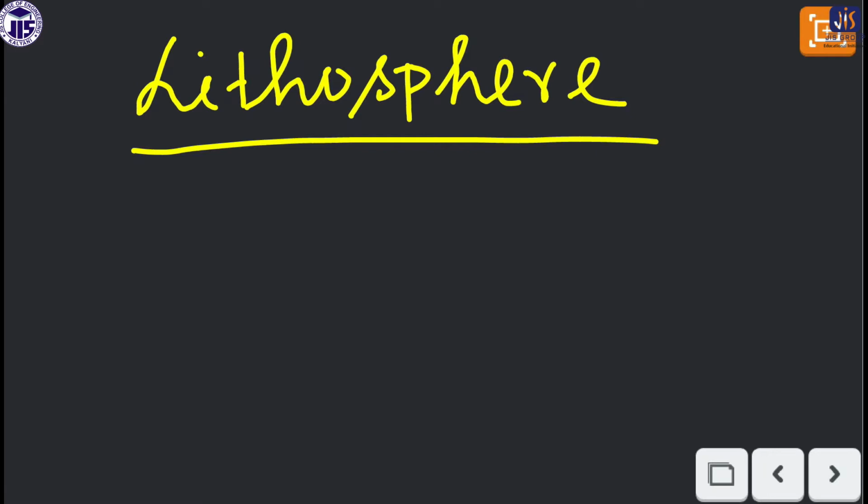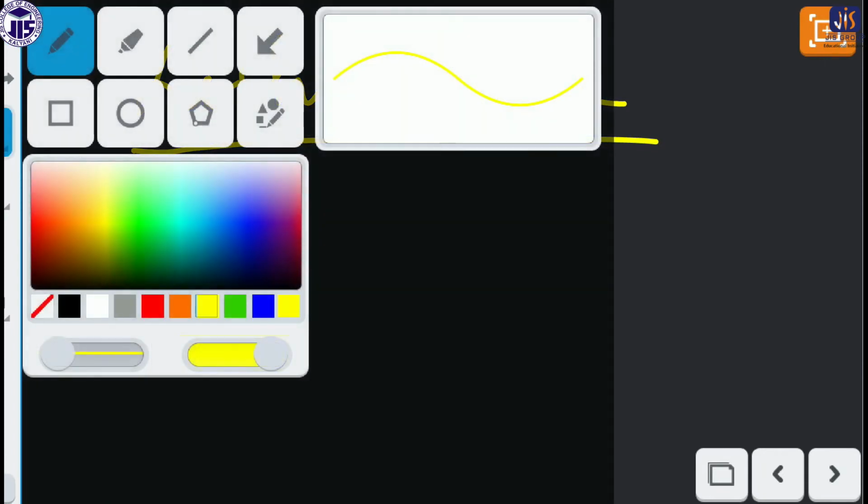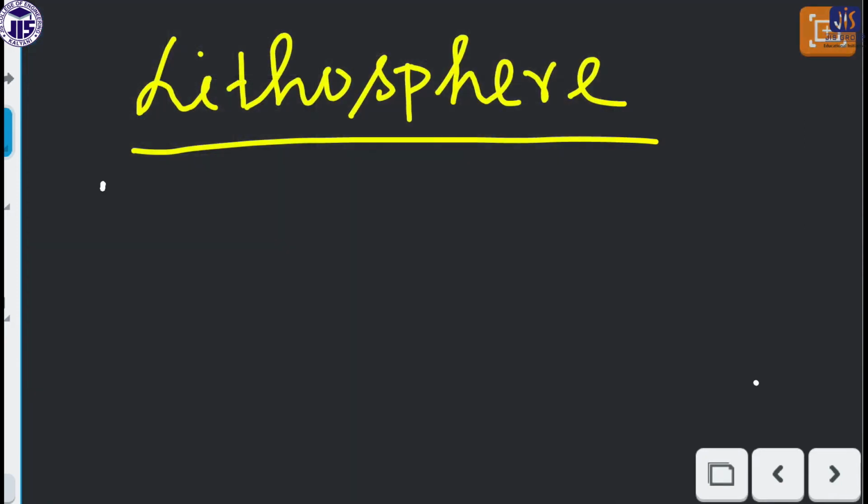So this is the basic definition. Finally we can say the hard outermost surface of the earth is called the lithosphere or the land. So the lithosphere can be defined in this way: it is the hard outermost surface of the earth.